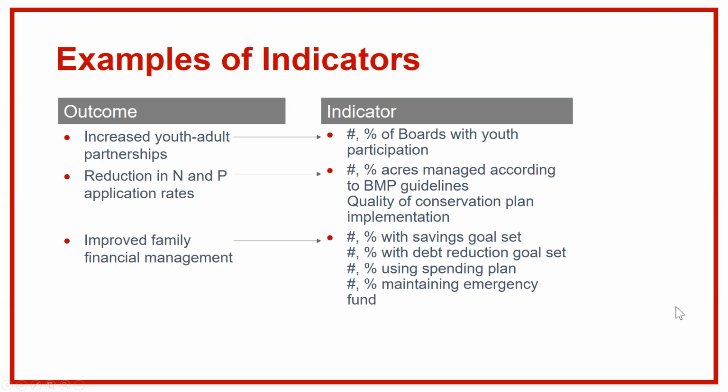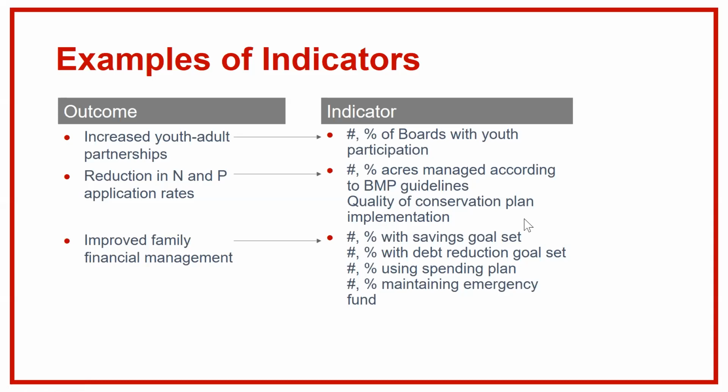So here are some example indicators. If one of the outcomes that we want to see from our program is an increased youth-adult partnership, then after the program is over, we might look for indicators of how many boards have youth participation in them. And when we talk about outcomes, you see the word increased or reduction or improved. You need to have some kind of baseline measurement in some of these cases. So keep that in mind too when you're trying to evaluate.